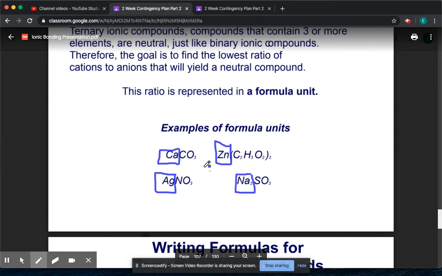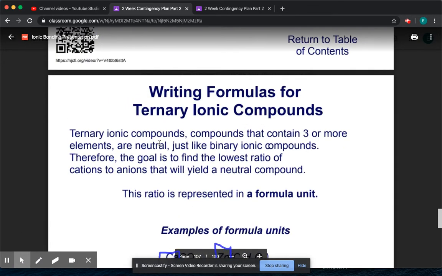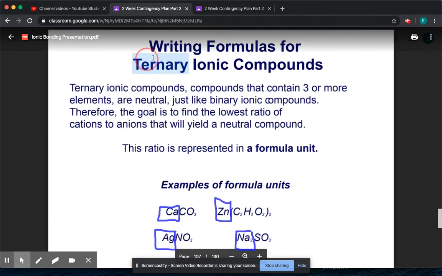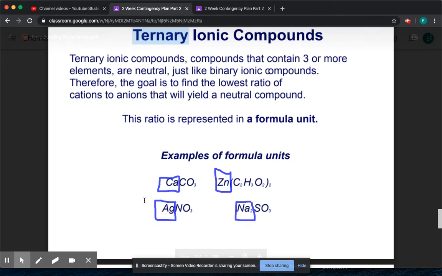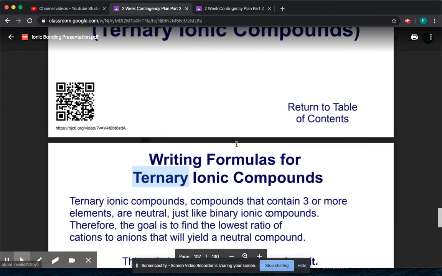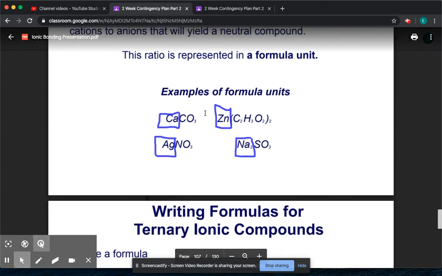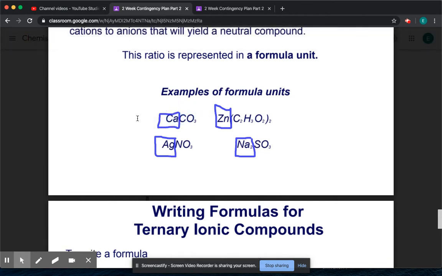And now the only thing that's changing is instead of having one single element, for those of you that are wondering what ternary means, ternary just means three. So we're writing formulas for compounds that now have three different elements. But the three elements come from the polyatomic ions. So like always, metals come first. So let's do this one as our example.